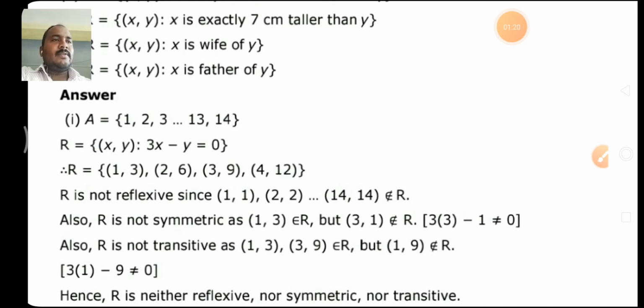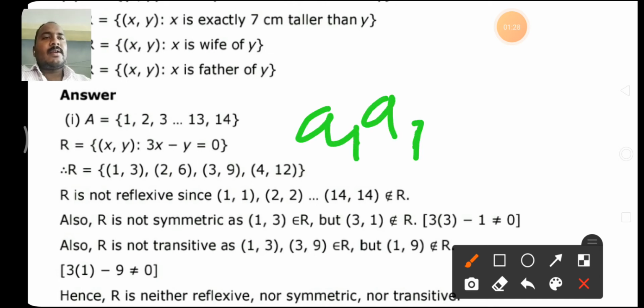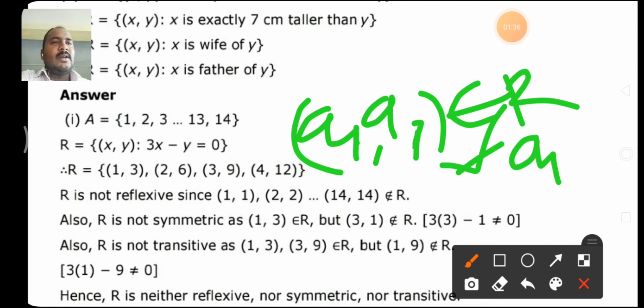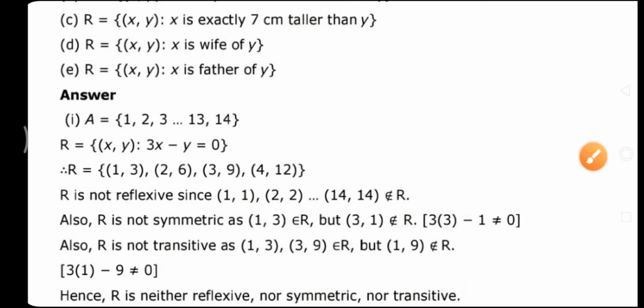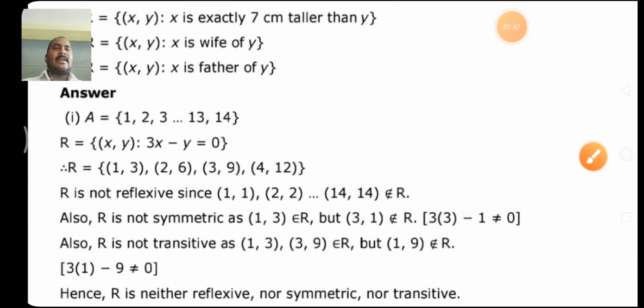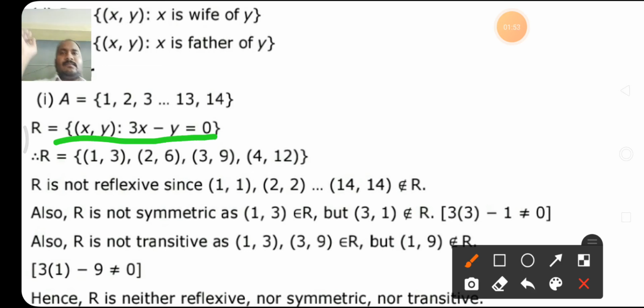My dear students, we know the definition of reflexive: (a1, a1) belongs to R for all a1 belonging to the given set A. This is the definition of reflexive. A is given: A = {1, 2, 3, ..., 13, 14}. The relation is defined like this: R = {(x, y) such that 3x − y = 0}.